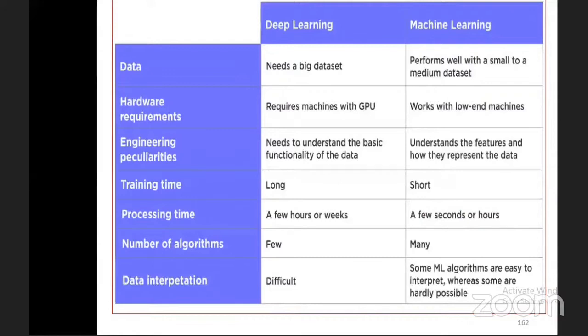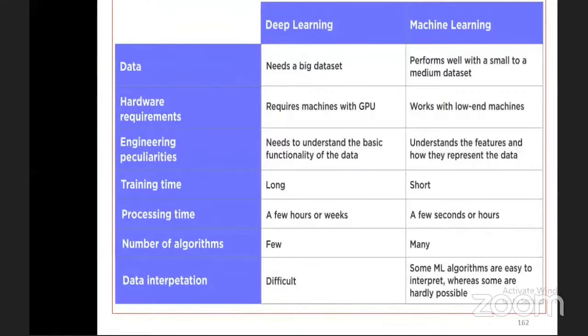Then feature engineering: you need to understand the basic functionality of the data, understand the features and how they represent the data. Training time: it takes a long time in deep learning, and a short time in machine learning. Processing time: a few weeks in deep learning, a few seconds or hours in machine learning. Number of algorithms: few.